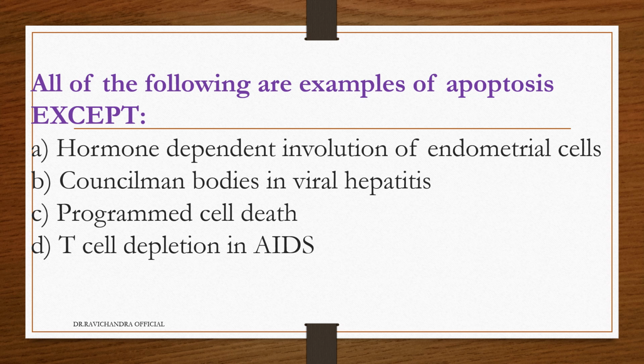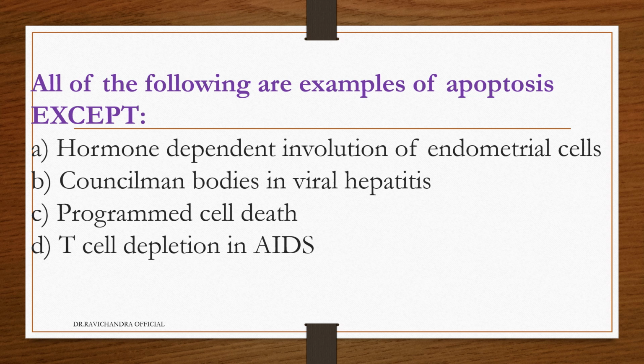T cell depletion in AIDS is an example of necrosis or pyroptosis, but not apoptosis. Apoptosis is a form of programmed cell death that is regulated by specific cellular pathways, whereas necrosis is a form of cell death that results from cellular injury or infections.